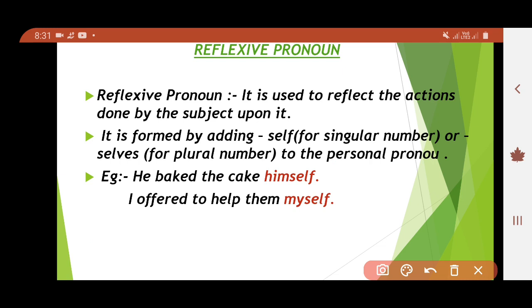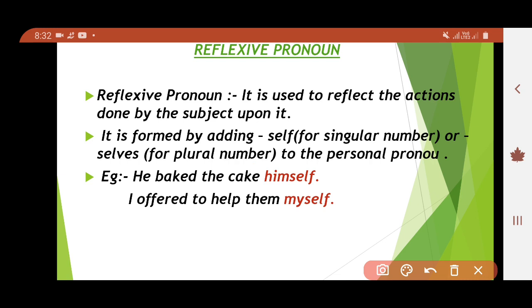So what is the pronoun here which is reflecting the action of baking the cake, done by the subject upon himself? The reflexive pronoun here is himself. So himself here is the reflexive pronoun which is used to show the action of baking the cake done by the subject he to himself. Okay, clear students? Now the next example, I offered to help them myself.